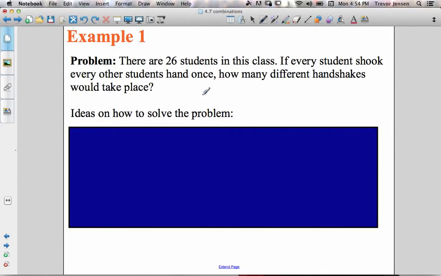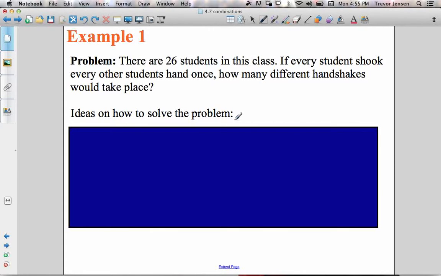In my data management class, there are 26 students. For the purpose of this example, pretend you are one of the 26 students. If every student shook every other student's hand once, how many different handshakes would take place? So I have 26 students in the class, and you are one of the 26 students. If every student in the class shakes every other student's hand once, how many handshakes have taken place?